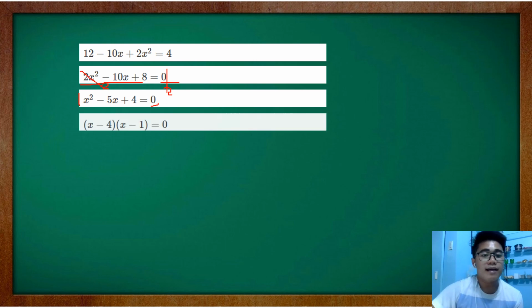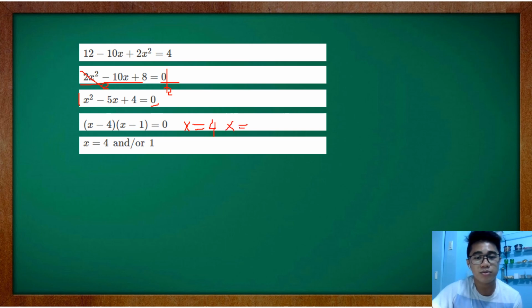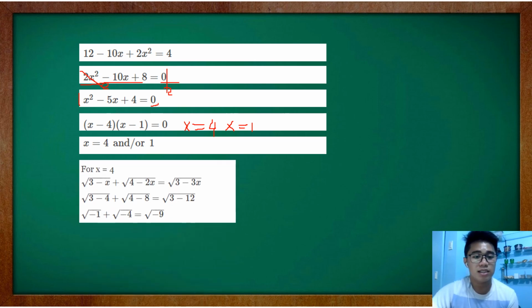Yan po. And then, we can factor this out. So, mayroon po tayong x minus 4 multiplied by x minus 1. Ibig sabihin, mayroon tayong x is equals to 4 or 1. So, ibig sabihin, mayroon tayong x is equals to 4. Meron din po tayong x is equals to 1. But we don't know saan ba talaga dito yung totoong value ng x. So, paano i-check natin po? We will just substitute these values to our original equation.